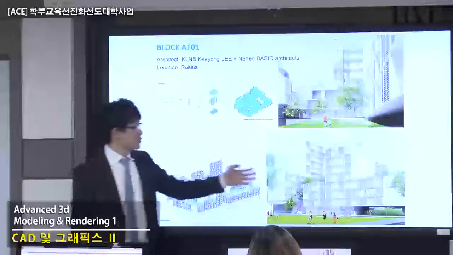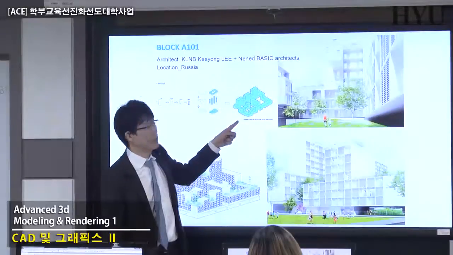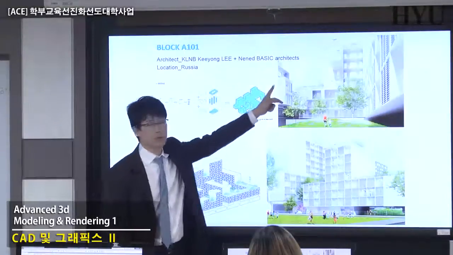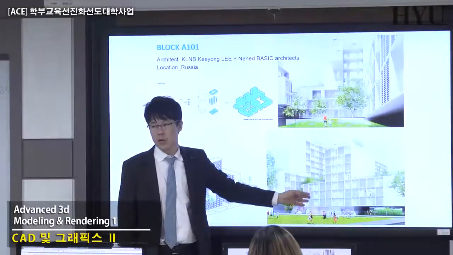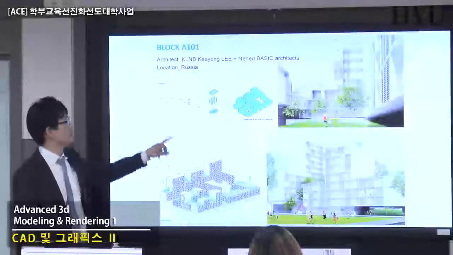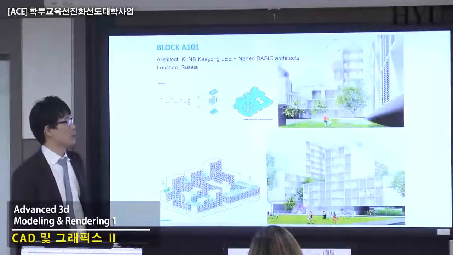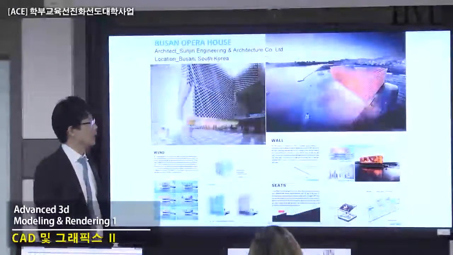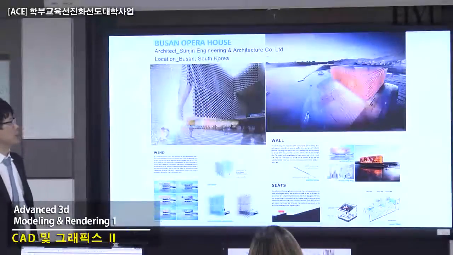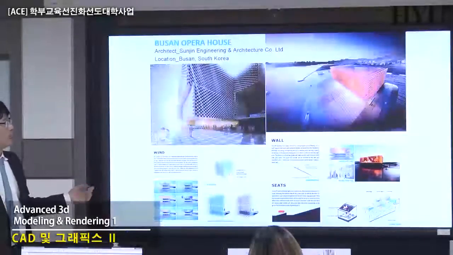So this one is the final output. Somewhere in this, you can place your camera somewhere around here and then take this picture, a partial, very small portion of this design. But thanks to this kind of process diagram, we can recognize how it can be generated. Next one, Busan Opera House, okay?